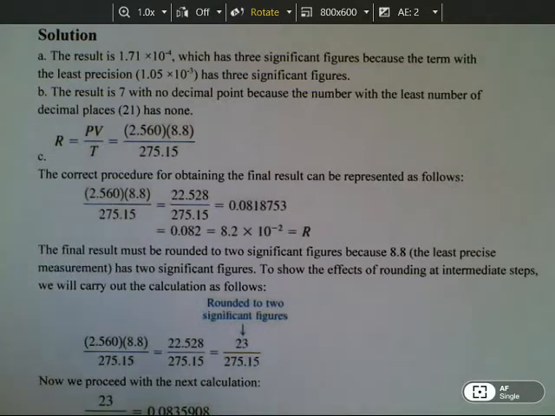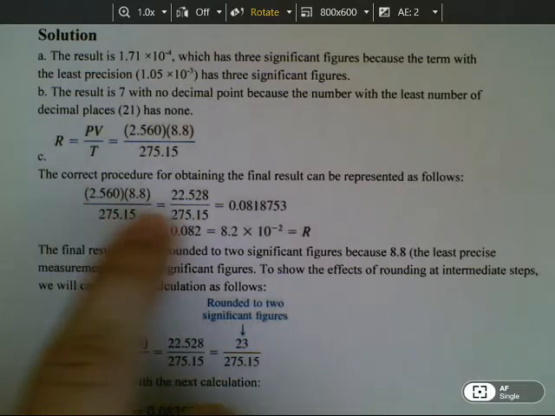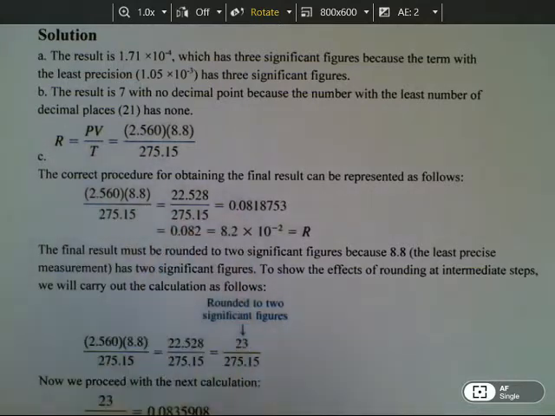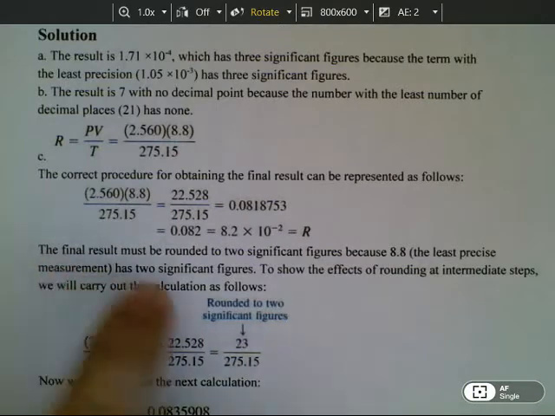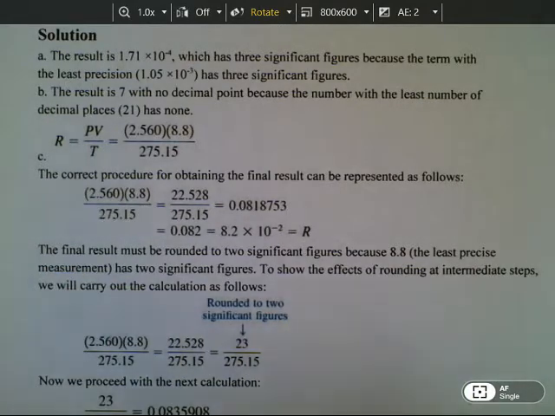So we are going to multiply, then divide. So we're multiplying and dividing, and so we're going to use the multiplication and division rules, obviously, for determining the correct number of significant figures. The final result must be rounded to two significant figures because 8.8, which was the least precise measurement, has two significant figures. Now, to show the effects of rounding at intermediate steps, let's carry out these calculations step by step as follows.